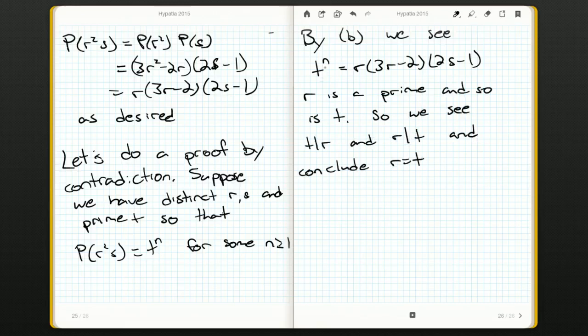Alright, so look at this equation. t divides t to the power of n, because we have at least one factor of t. And r is not 1, so t is going to have to definitely be a factor over here. r is a factor over here. r divides t. From there we can conclude it.